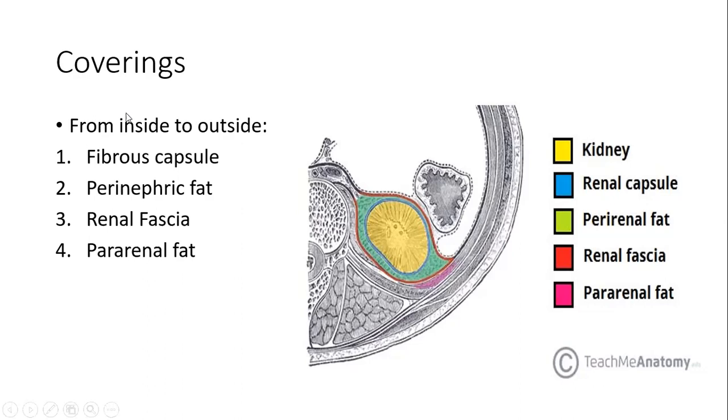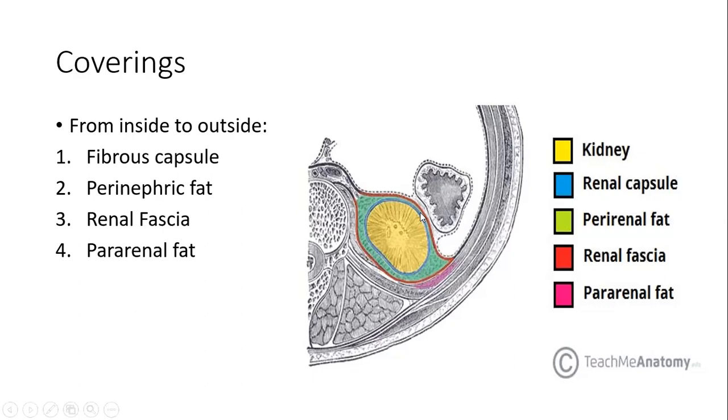So the coverings of a kidney from inside to outside include a closely adhered layer of fibrous capsule. Outside it is a layer of fat known as perinephric fat. Further outside it is the renal fascia, which is basically the condensation of the surrounding connective tissue. And most outwardly, we have the extraperitoneal layer of fat known as the pararenal fat.